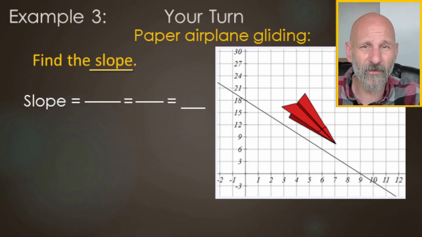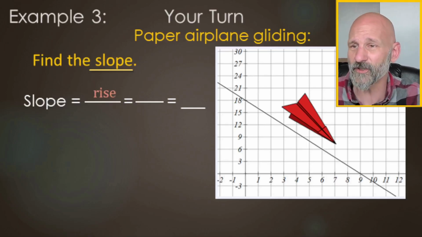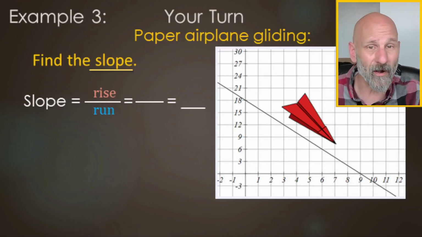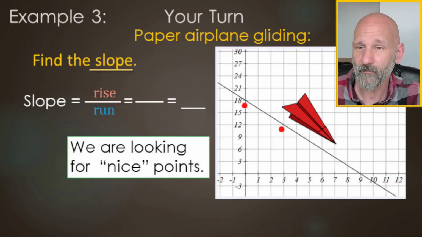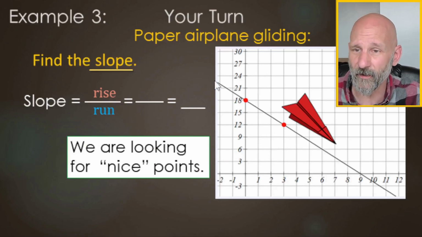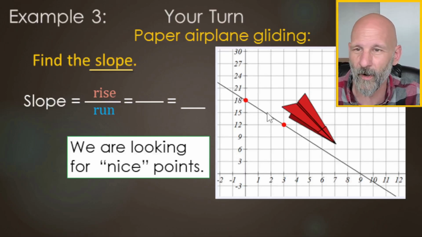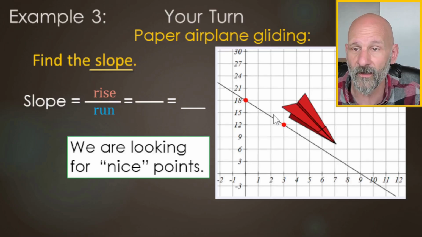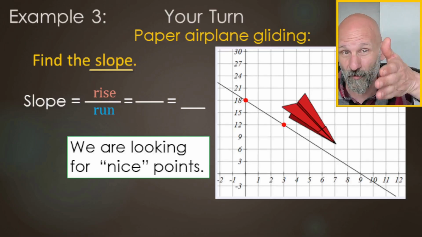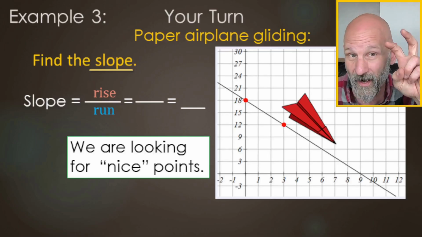So we're going to find the slope of this paper airplane gliding. Remember, slope, that's rise over run. We want to find some nice points. So here's two nice points here. This is a nice point there, and I normally just start on the y-axis and work my way to the right. Not a nice point, not a nice point there. There's a nice point there, right? It's got to go through a vertical line and a horizontal line for nice points.